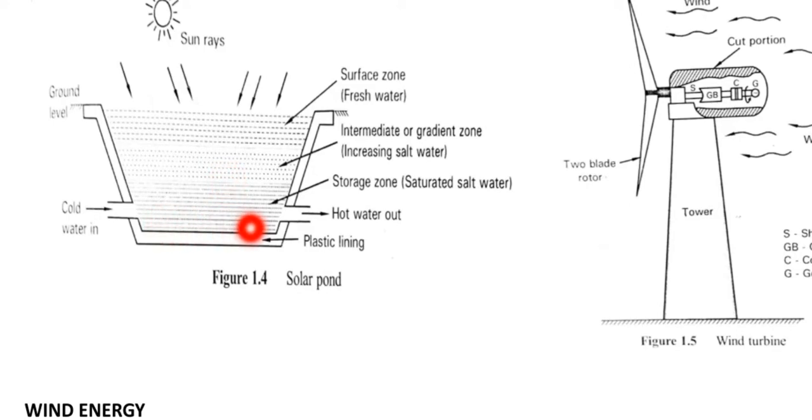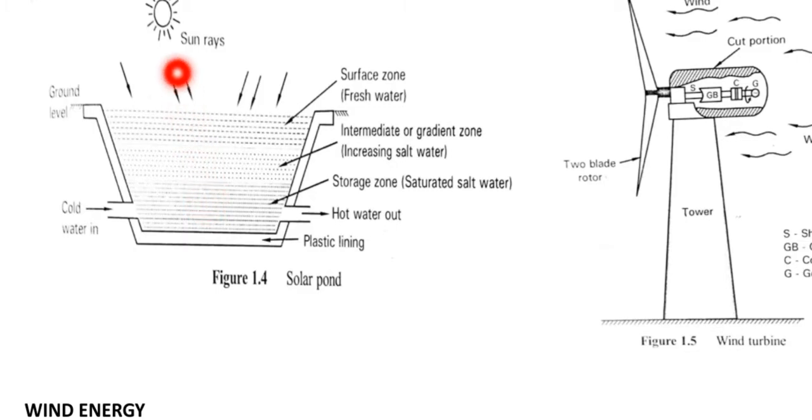Here the salt content is added. More salt content is available at the storage zone, and therefore the density of the water in the storage zone will be more than the density of the water in the surface zone, because in the surface zone the salt content is less, therefore density is less. This storage zone water remains at the bottom only because its density is more, it cannot move into the surface zone. That is the main important thing.